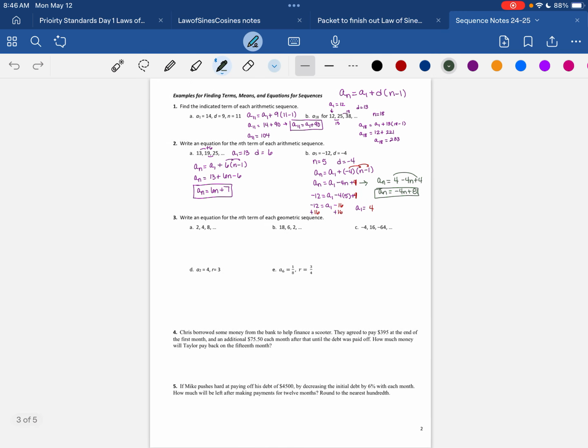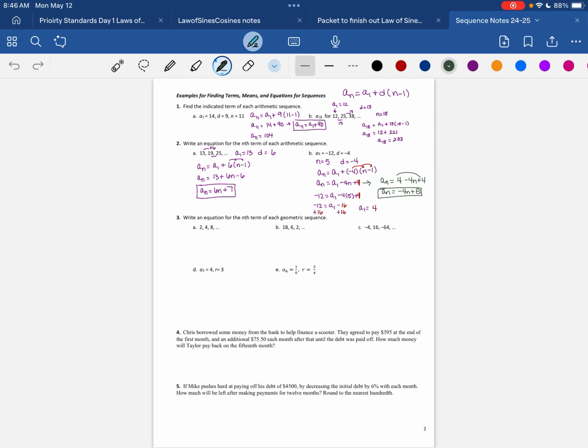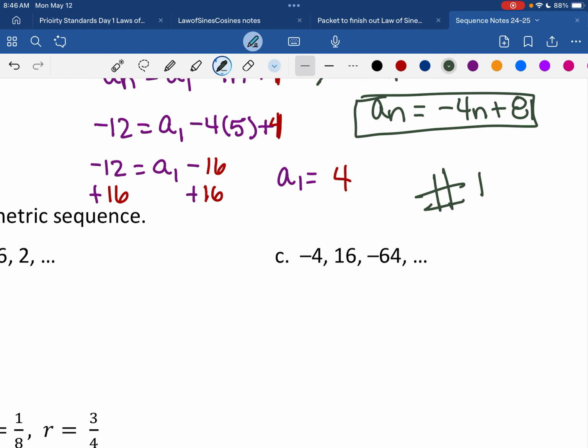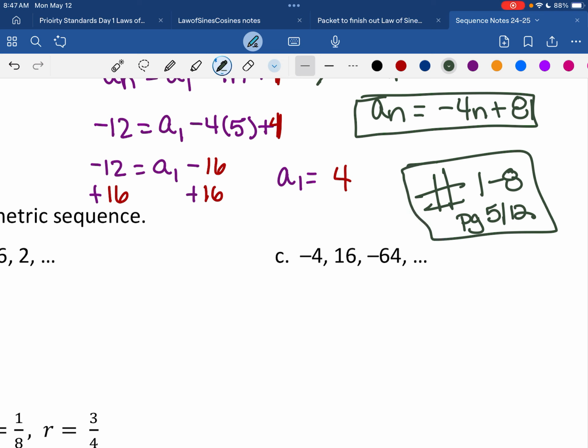For arithmetic sequence, you're going to do numbers 1 through 8 on the page that goes with 5/12. So it's right at the end of this, and it's your homework packet. So do those problems. That's it.